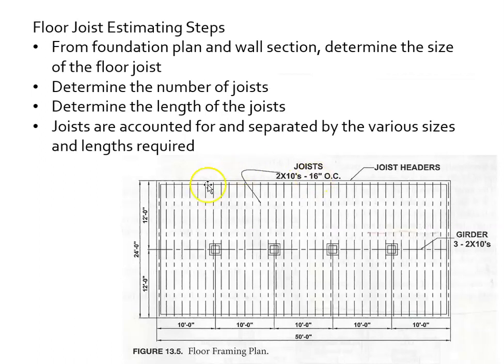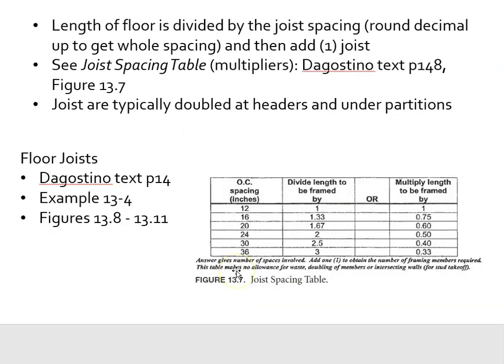So let's just flip forward. Here is the length of the floor, 50 feet, and we are going to divide it by the spacing, which is 16 inches on center. Very simply, if these joists were 1 foot apart, there'd be 50 of them, plus one. We need one at each end. So if they were 12 inches apart, 50 divided by 1 foot gives us 50, plus 1 is 51.